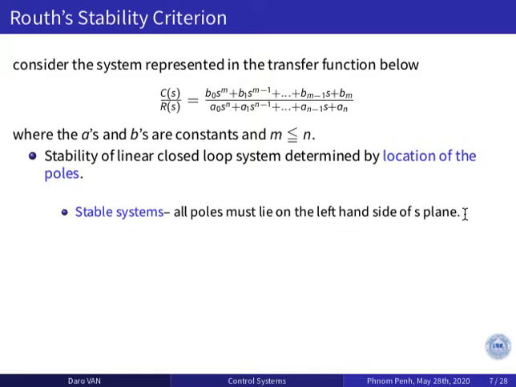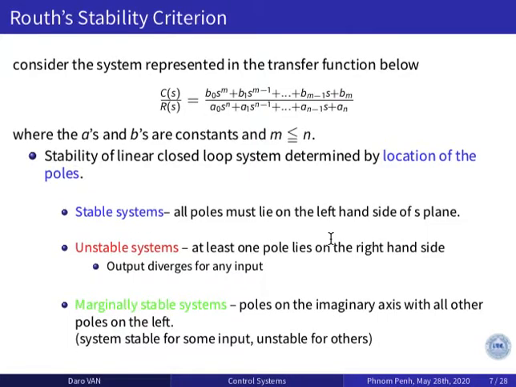So if all the poles lie on the left side of the S-plane, then the system is stable. On the other hand, the system is unstable if at least one pole lies on the right hand side. If there is only one pole on the right hand side of the S-plane, the output will diverge for any input.